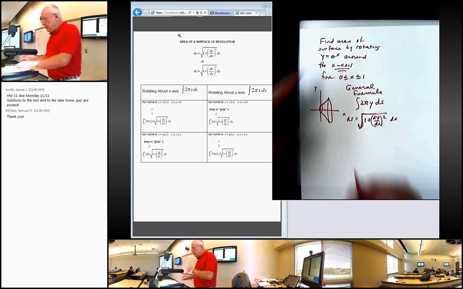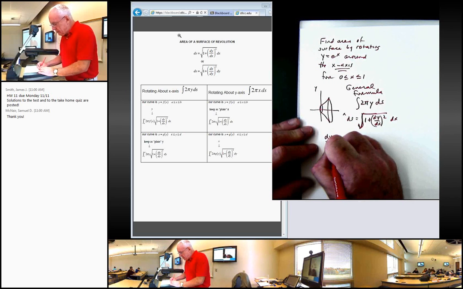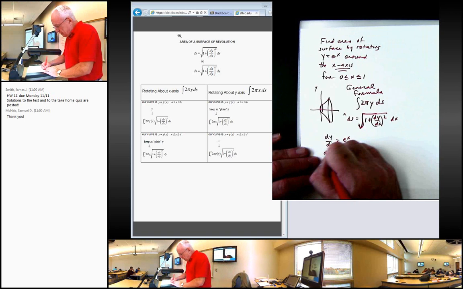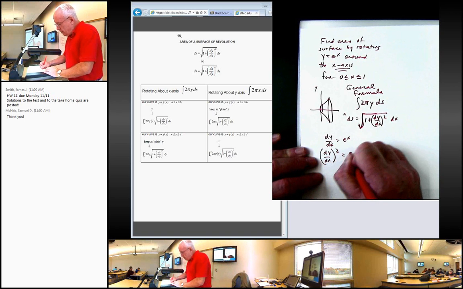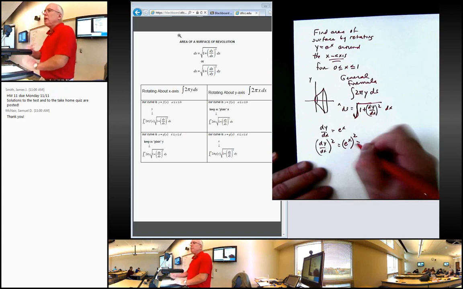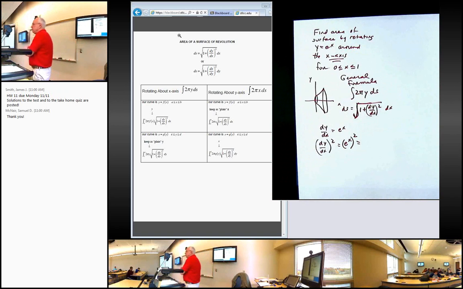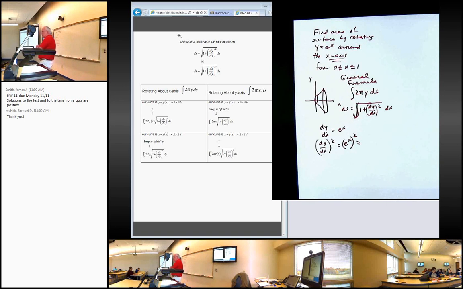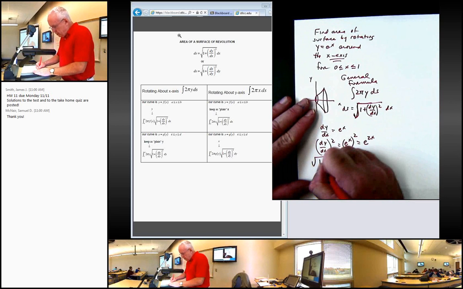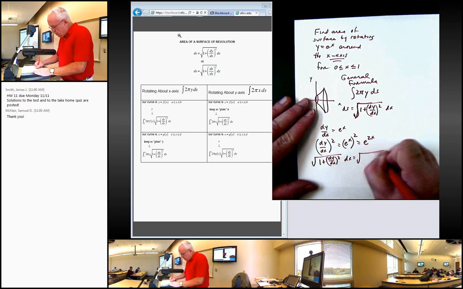Okay, well, the derivative is easy to get. dy dx is, again, just equal to e to the x power. So, therefore, dy dx squared is e to the x in parentheses squared. And what does that simplify to, according to the exponent rule? e to the 2x. We multiplied the exponents together. All right, so therefore the square root of 1 plus dy dx squared dx is going to equal the square root of 1 plus e to the 2x dx.